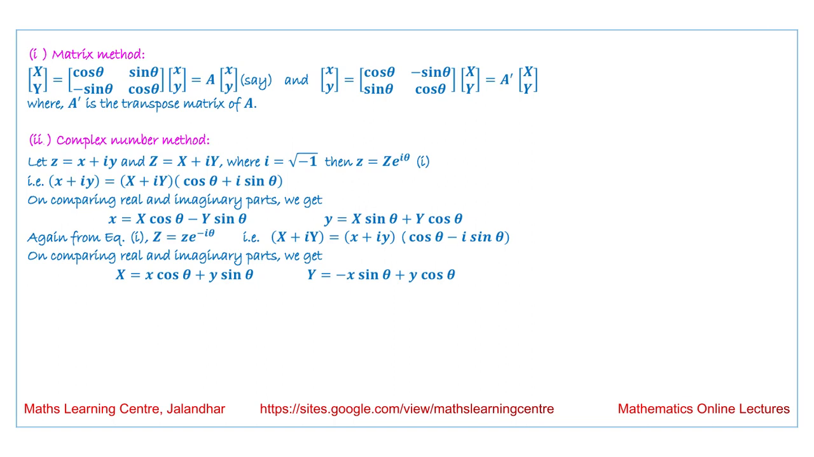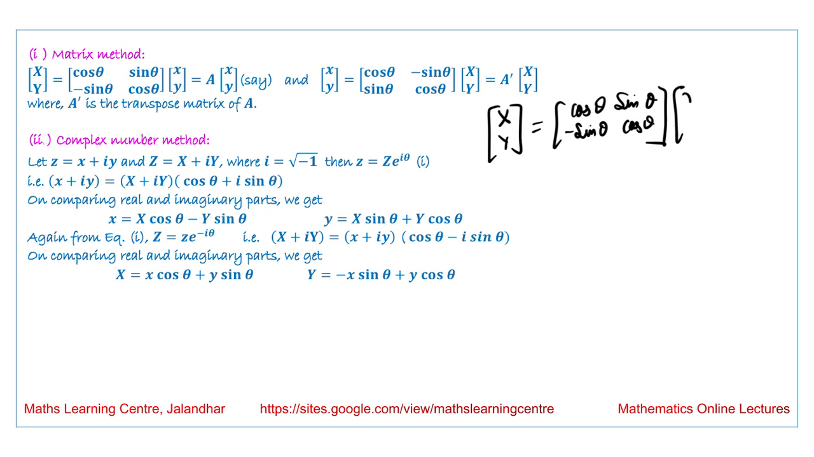Next we have the matrix method corresponding to it. We write the transformations in matrix form: x and y is equal to cos theta, sin theta, minus sin theta, cos theta, times x and y. So, if a point is given to us, say the point (2, 3), we are going to write it as 2, 3.